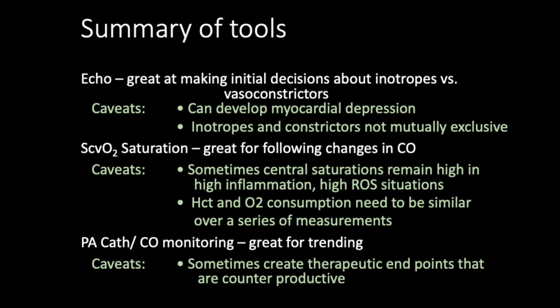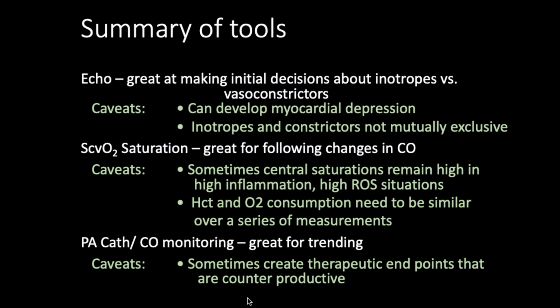So PA-cath monitoring is great for trending. It's great for understanding what's going on in the pulmonary circulation. It's great for understanding relationships between fluid loads and cardiac output, and inotrope use and cardiac output. But sometimes in the course of using it, you create these little mini therapeutic endpoints which might not be real unto themselves. And so you might be convinced that getting somebody's index back to 3 is the goal, even though they might have normal oxygen supply-demand relationships at indices of 2.5.